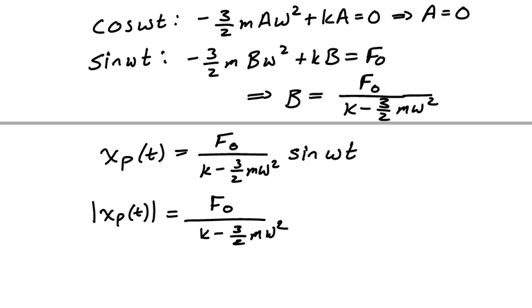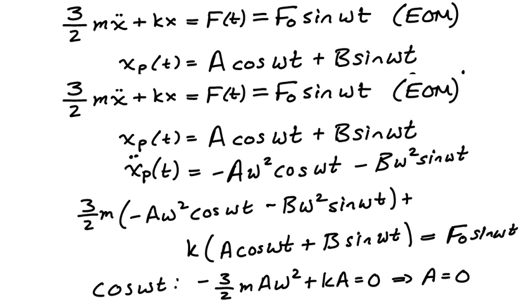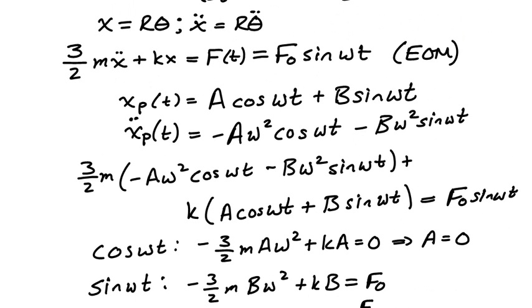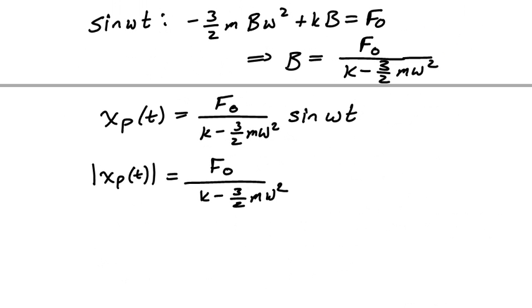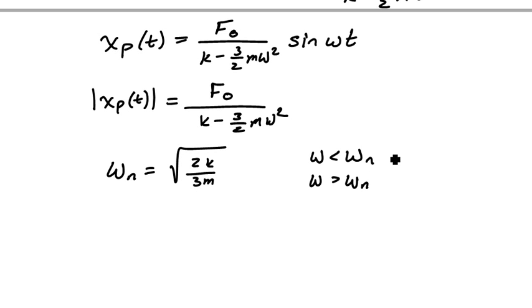And to determine whether or not we're in phase or out of phase, what we would typically do is evaluate the excitation frequency and compare it with the natural frequency. So if we go back to the equation of motion here, what we would see is that the natural frequency in this problem is equal to the square root of 2k divided by 3m. And we would simply see if omega is less than omega n or omega is greater than omega n. And this is the question one needs to answer.